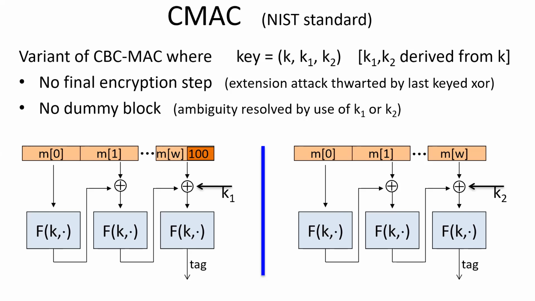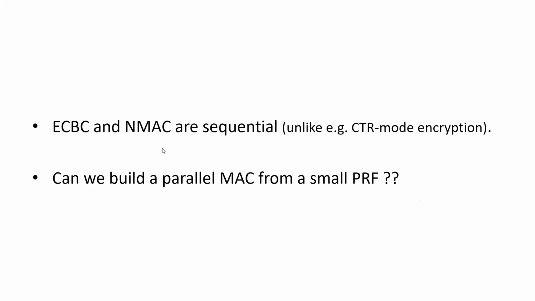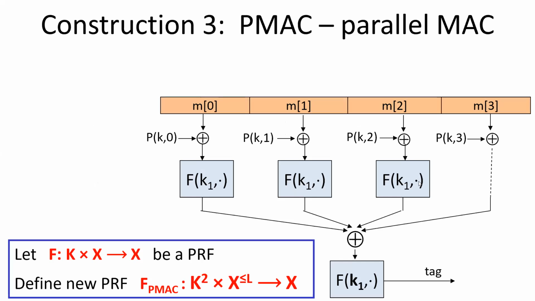Okay, good. So we have this CBC and NMAC. And one more efficiency concern that we had in case of encryption was that counter mode encryption is parallelizable, but all these constructions are sequential. So here is how you could actually do a parallel MAC. Here is the construction. It's written for 4 blocks, but it can be any number of blocks.